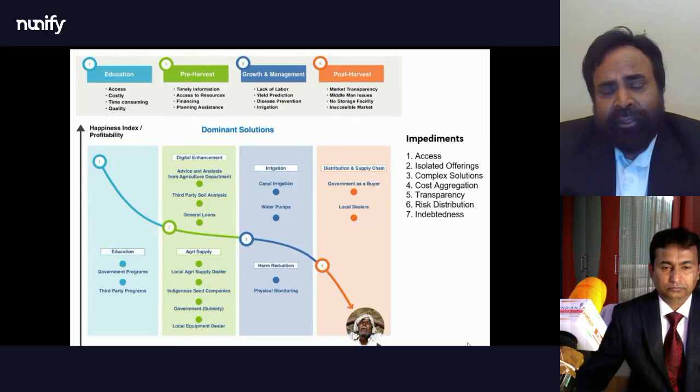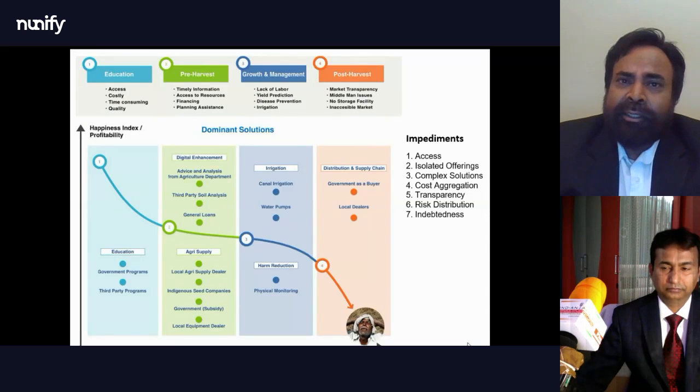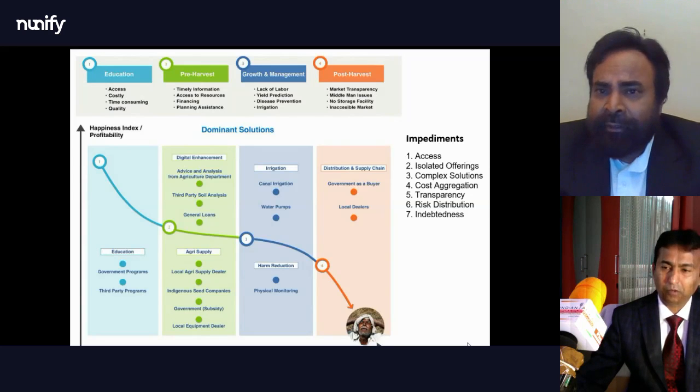They don't have access. The offerings are isolated, whether he becomes a debtor to the seed company, to the fertilizer company, and also to the pesticide company, to the landlord. At the end of the day, he's a debtor, and he has nowhere else to go than to just commit suicide. And because no one cares for him, everyone is trying to sell to him. So I have a solution for this, and I gave Mr. Gates a solution of how to reverse this trend.